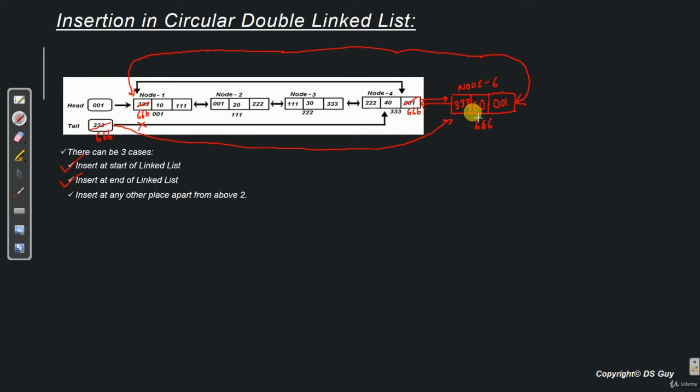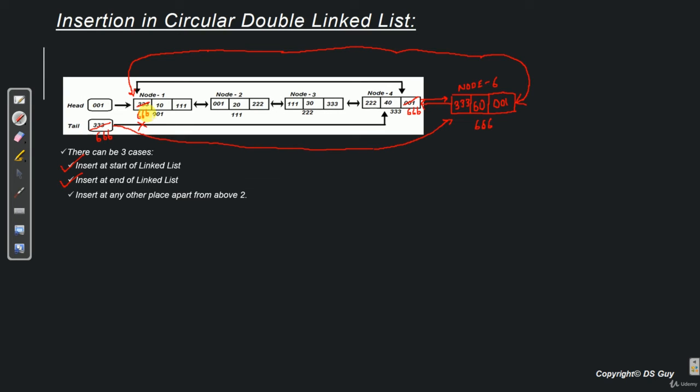Once that was done, we updated node 6's previous reference to point to node 4. Then we updated node 4 to point to node 6, and node 1, which is the first node, should be pointing to the last node. So we updated 666 here because 666 is the last node now.